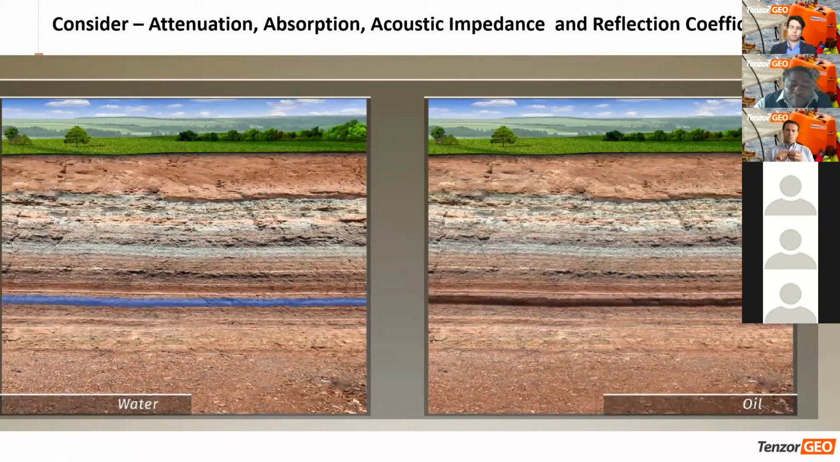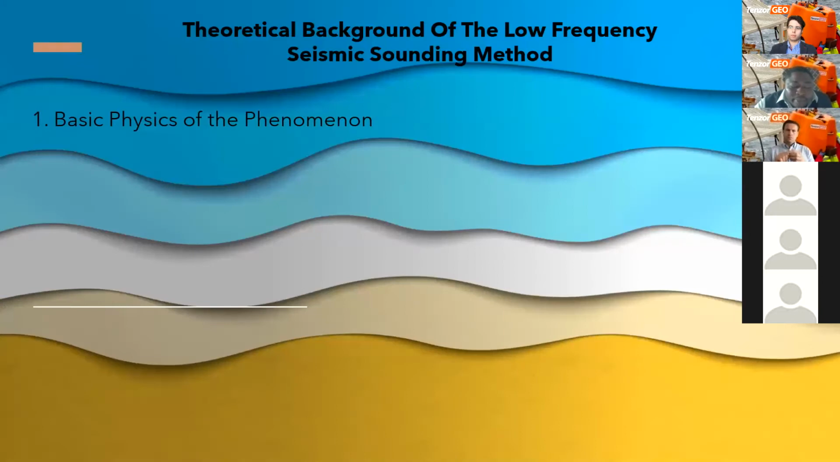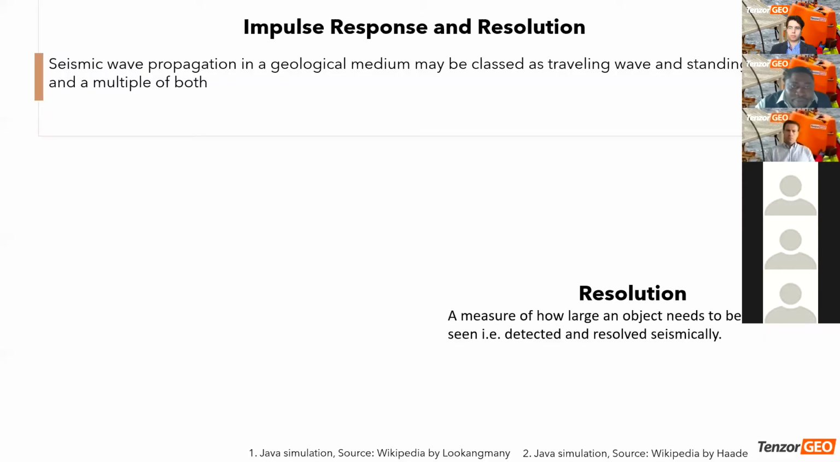Now, I'll talk briefly about the impulse response and the resolution, just some of the theoretical background. Now, impulse response is basically the way seismic waves propagate in a geological environment or medium. Waves are generally classed into two. We have traveling waves and standing waves.